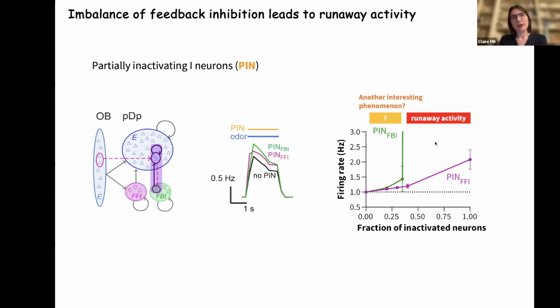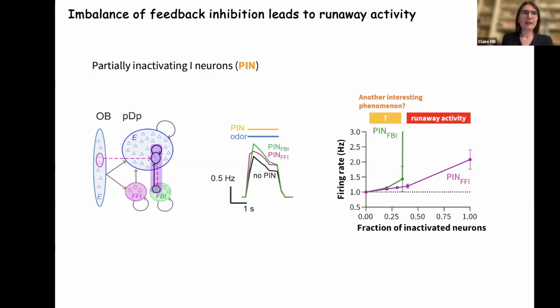And you can see on the right plot that there's a critical fraction of feedback neurons which are needed to stabilize the network and prevent runaway activity. So here we stay in the orange range, and instead of looking at the mean firing rate, we calculate the correlation between activity patterns evoked by pairs of odors.